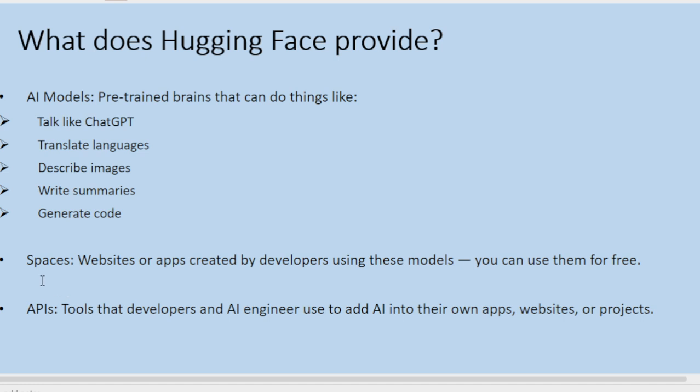There is also a feature called Hugging Face Spaces, where you can create your websites and applications. There are also various websites and applications based on AI already created by developers. You can use those applications for free. These are tools that developers and AI engineers use to add AI into their own apps, websites, or projects.